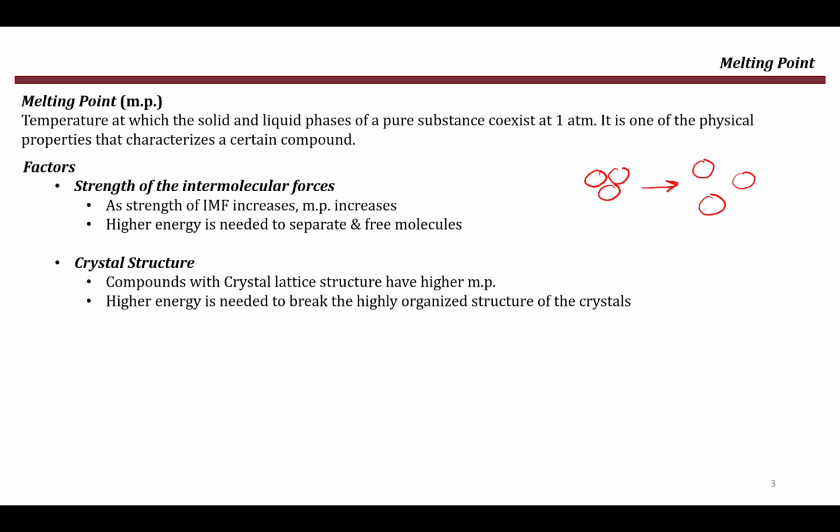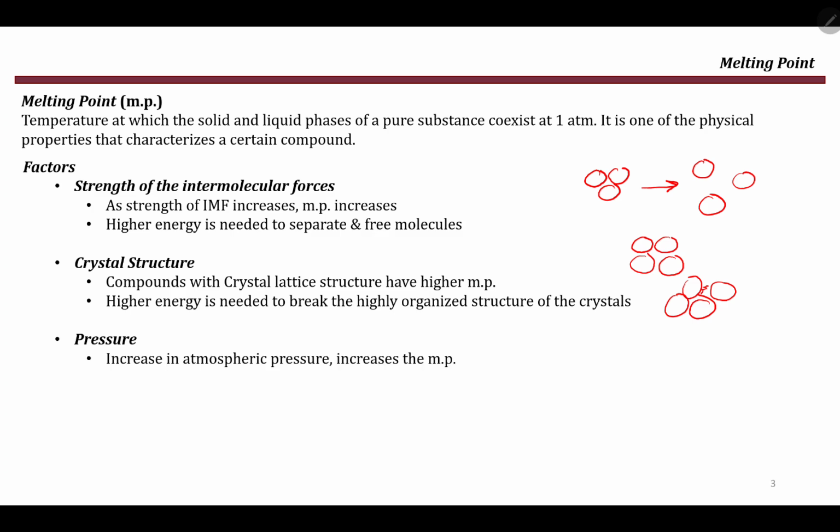So compounds may either have a well-organized structure, such as, for example, this one which I'm drawing here, and in this case, breaking this structure requires a high amount of energy, and that's why the melting point will be high. In other compounds, the structure may not be highly organized, for example, in this case here, and since it's not highly organized, this means that the amount of energy which is needed to separate those molecules will be lower.